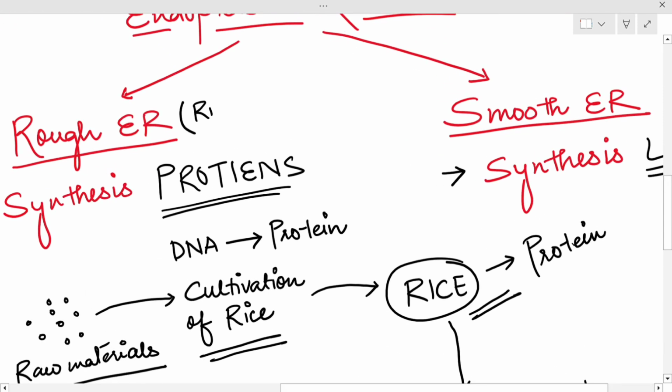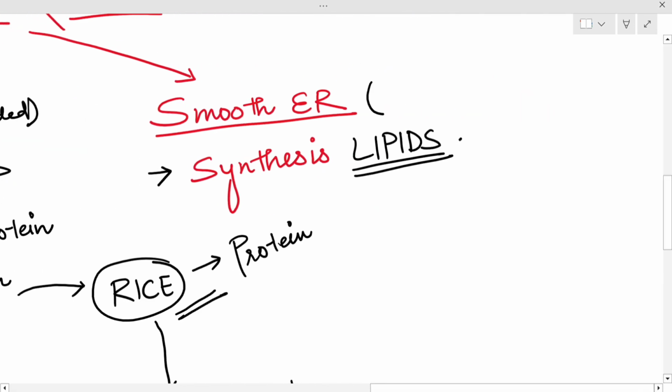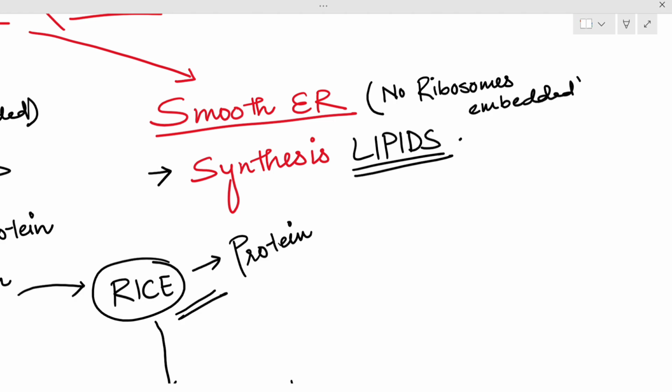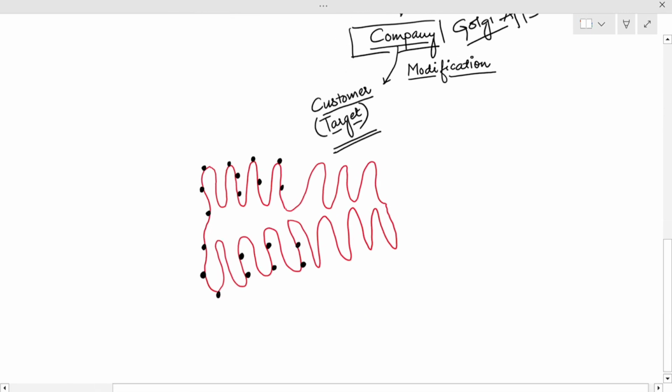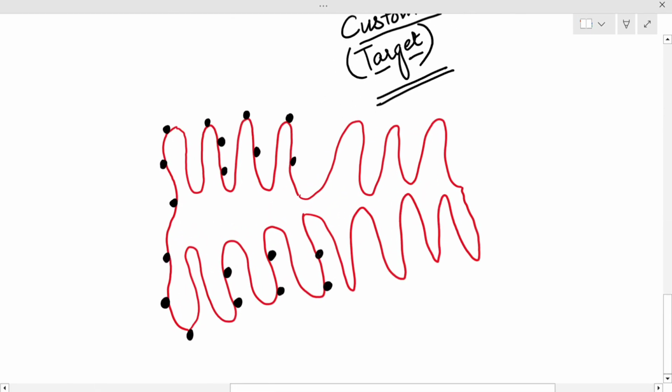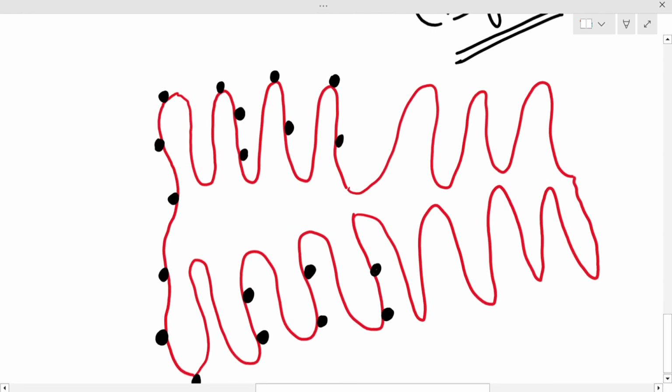So in rough endoplasmic reticulum, ribosomes are embedded, and in smooth endoplasmic reticulum, no ribosomes are embedded. Fine, clear? Okay. So that was the difference of RER and SER, rough endoplasmic reticulum and smooth endoplasmic reticulum. Okay, fine.